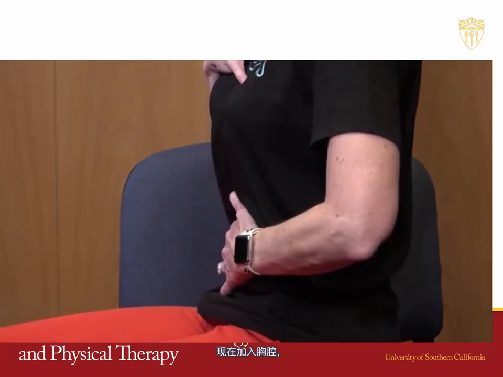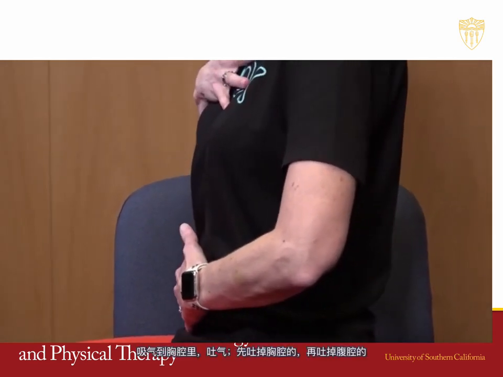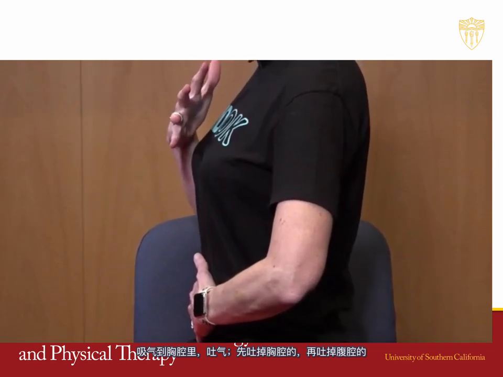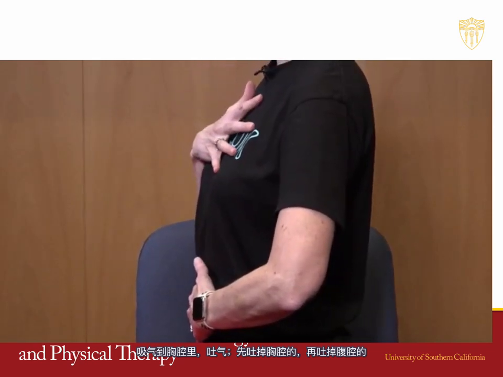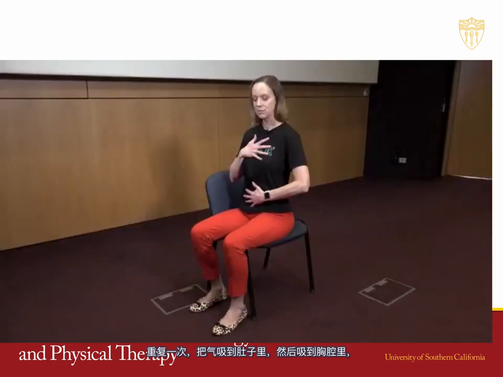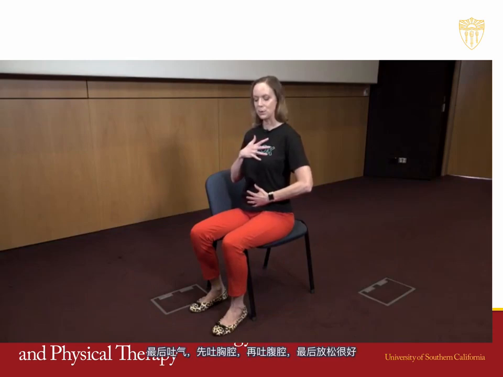Now try adding the chest. Inhale abdomen. Then inhale chest. Exhale chest. Exhale abdomen. Once more. Inhale abdomen. Inhale chest. Exhale chest. Exhale abdomen. Beautiful. And relax. For the last part of this technique, add the side ribs.